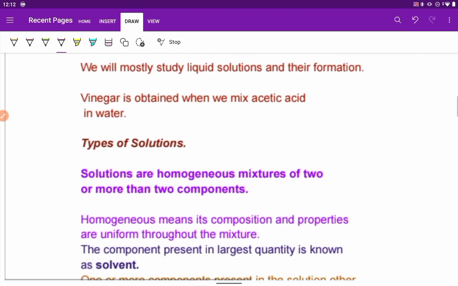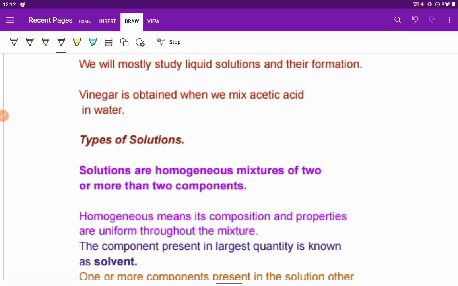Now let us take a quick look at the types of solutions. But before that, we need to know what solutions are. Solutions are homogeneous mixtures of two or more than two components. It may be two or even more than two. Now, as I told you the word homogeneous, what does it mean? Homogeneous means that the composition and properties will be uniform throughout the mixture.